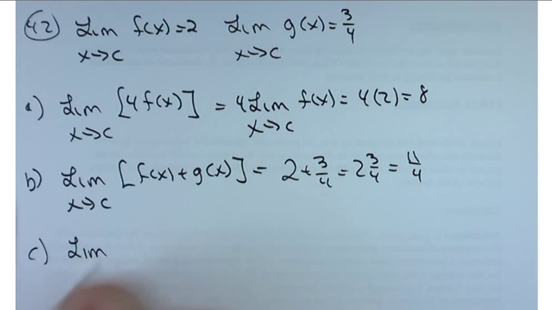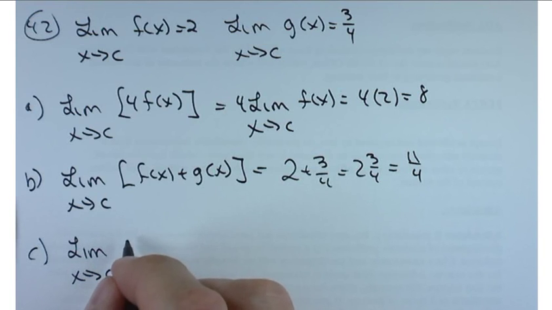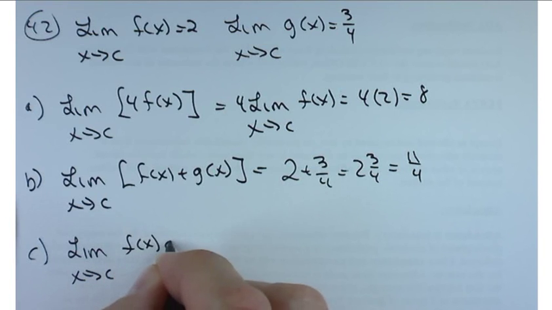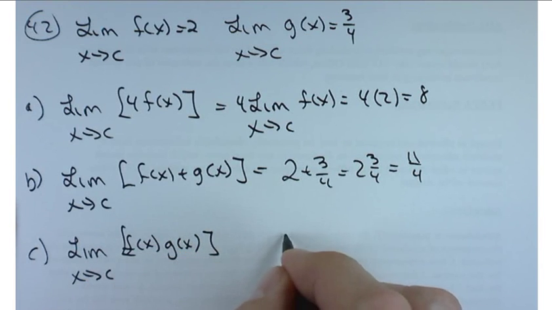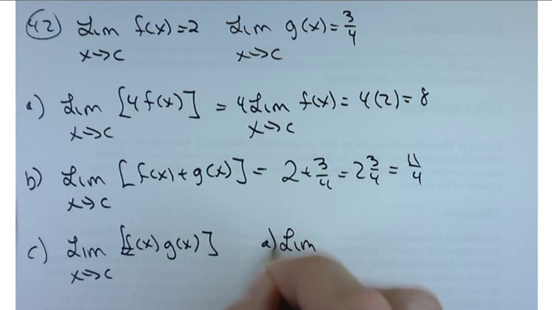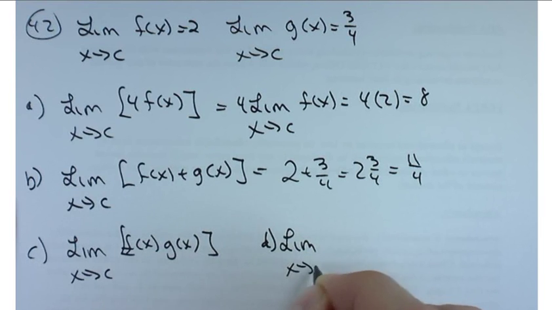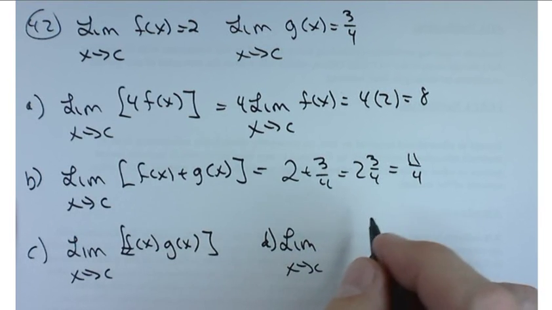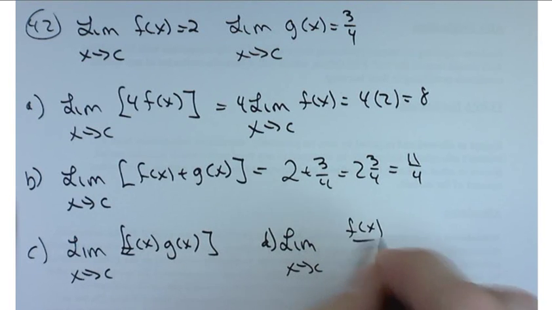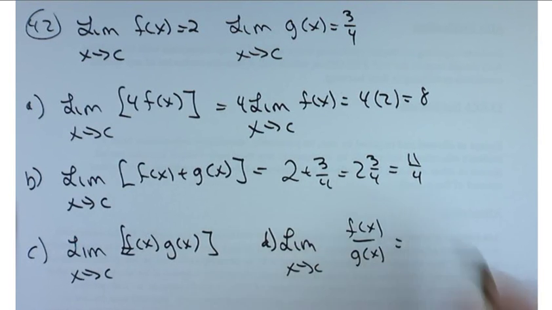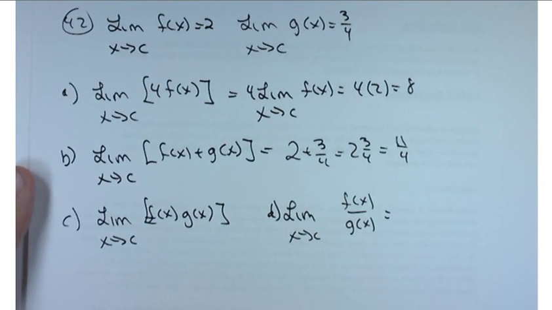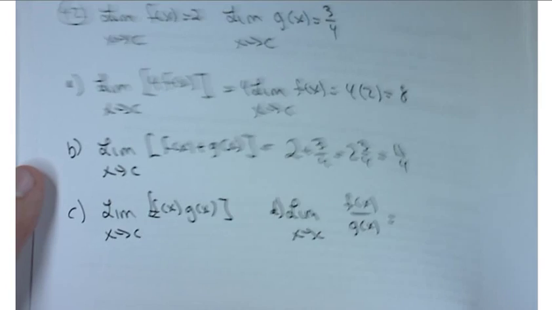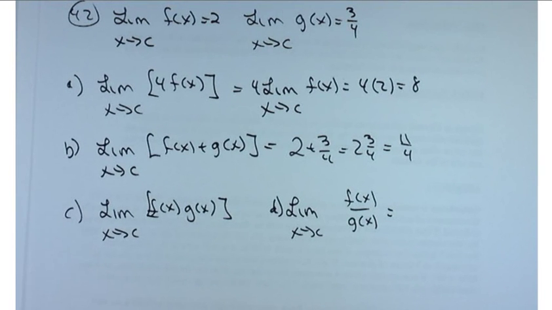Two more, the limit as x approaches c of f of x times g of x, and the limit as x approaches c of f of x divided by g of x. So see about simplifying, calculating both of those. Bonus points if you can do it without your calculator.